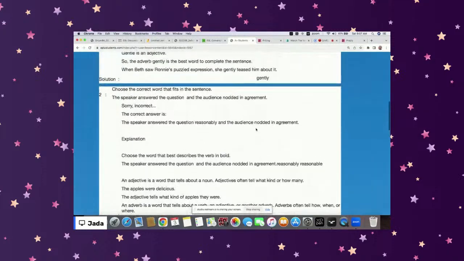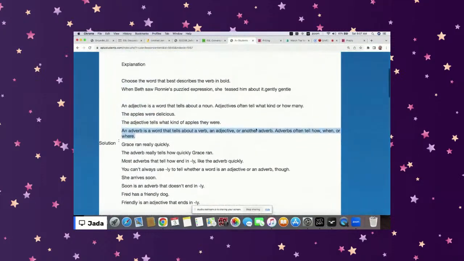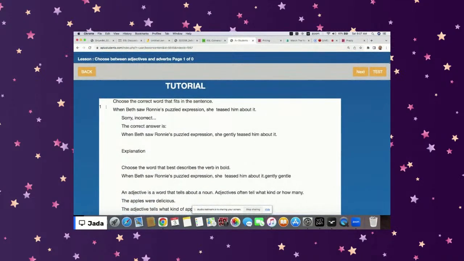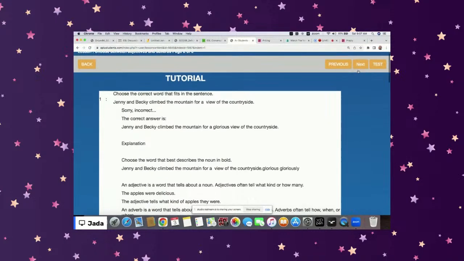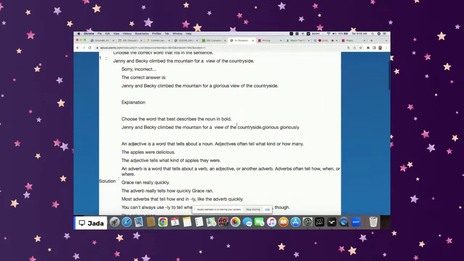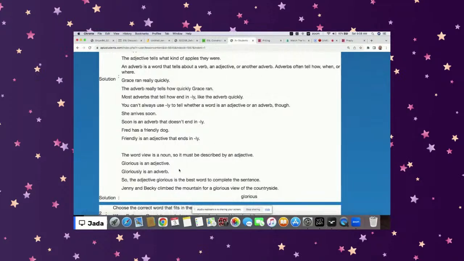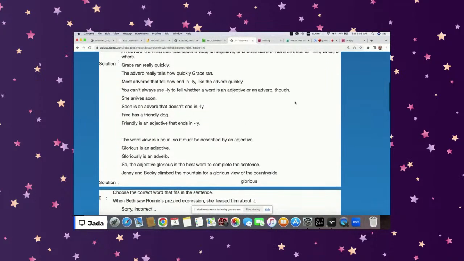So let's move on to some more questions before we go to the test. Jenny and Becky climbed the mountain for a dash view of the countryside. Glorious is an adjective, gloriously is an adverb, but gloriously is not suitable. So the right one would be glorious.